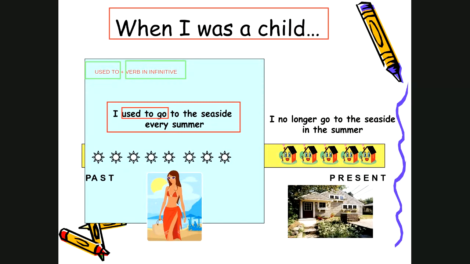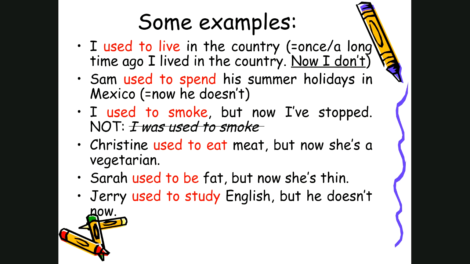So remember this. I used to go to the seaside every summer. It was in the past. But now in the present, I no longer go to the seaside in the summer. Let's observe some other examples. I used to live. Notice, over here you are having used in past and live in infinitive.